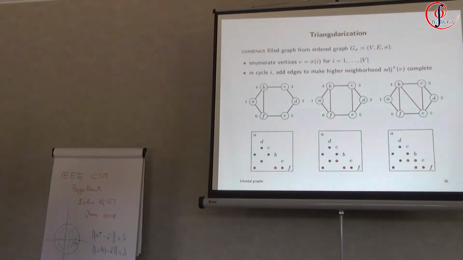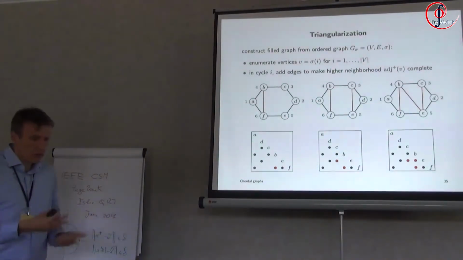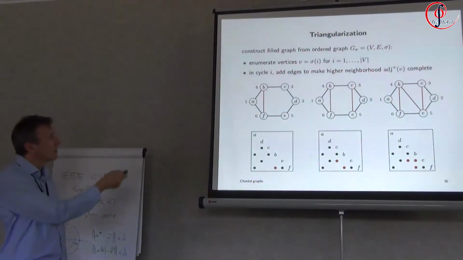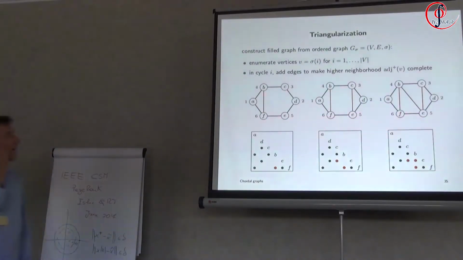So then the last part in this first section is on triangularization. Most chordal graphs are actually obtained by triangularizing a non-chordal graph. If you take a non-chordal graph, like this cycle, and you assign it an ordering, then you can triangularize it in steps like this.